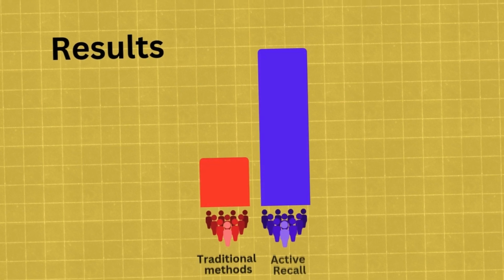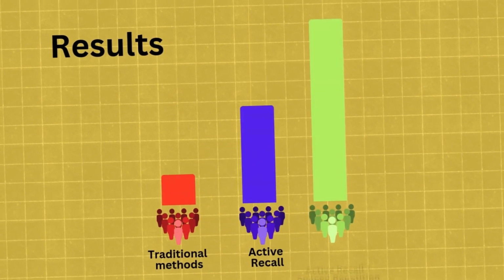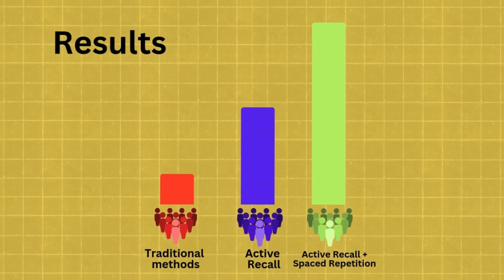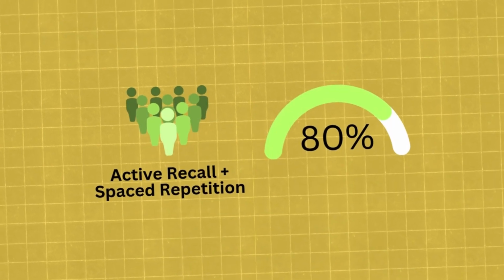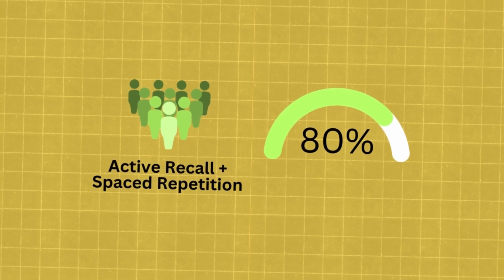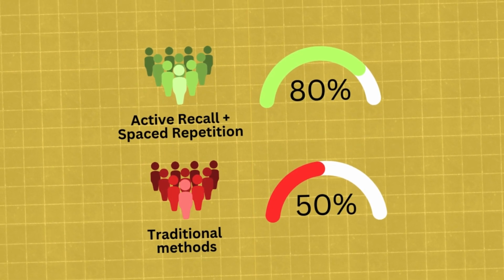So what were the results? Well, the group that used active recall alone did significantly better than the group that just reread their notes. But the group that used the combination of active recall and spaced repetition did best of all the groups. In fact, the students in this group retained 80% of the information, compared to just 50% for the students who didn't use active recall. That's a huge difference.